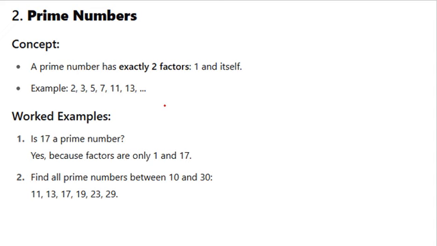So this is what we have: prime numbers. Prime numbers are numbers that have exactly two factors. It's always one and itself. So a number whose factors are one and itself is considered a prime number.